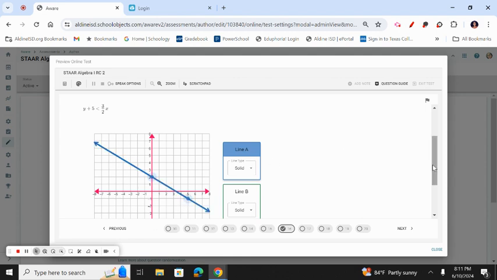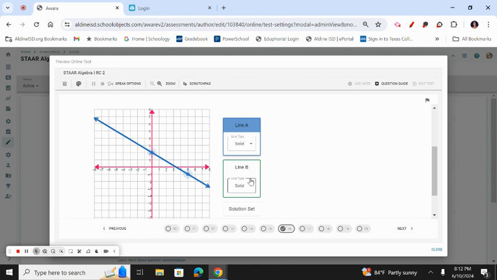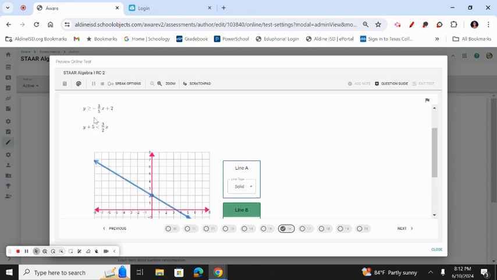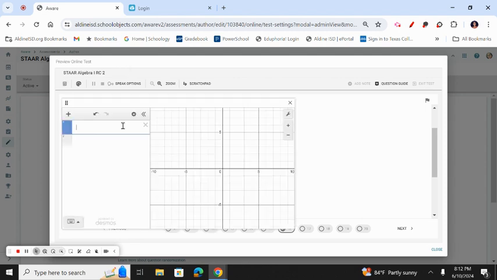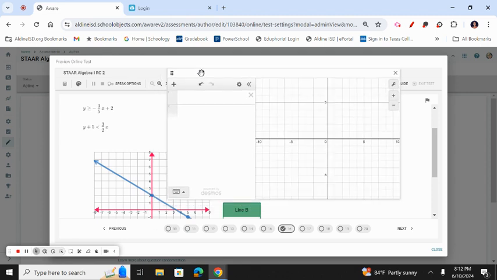Alright, and then it has a greater than or equal to, so that means that's a solid line, so we leave it alone. We click on B. Alright, in order for you to graph that, you have to move that plus 5 over to the other side. So 3 divided by 2 minus 5.